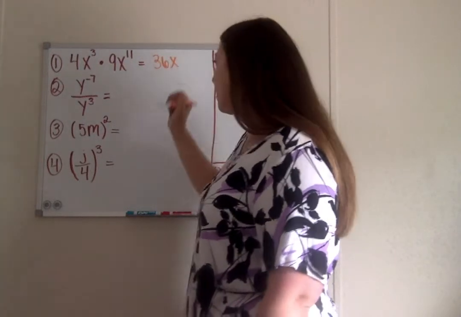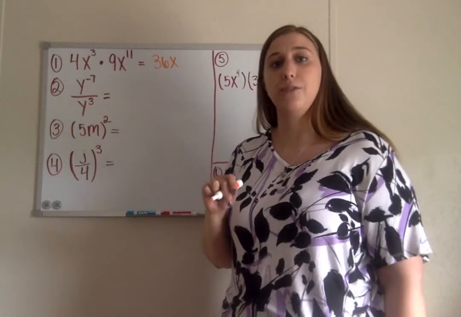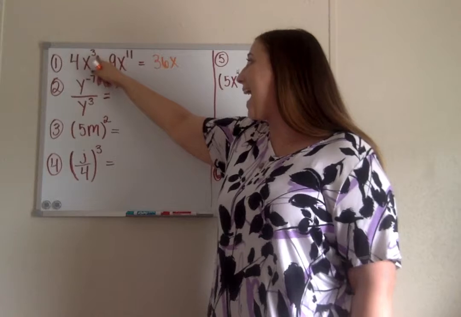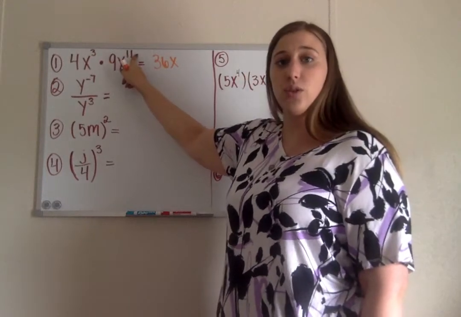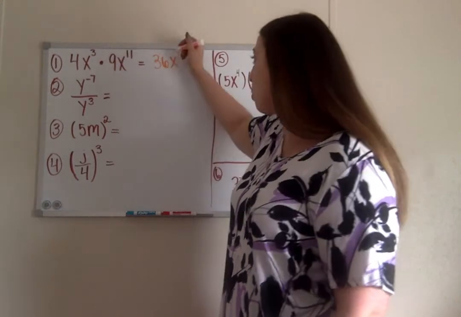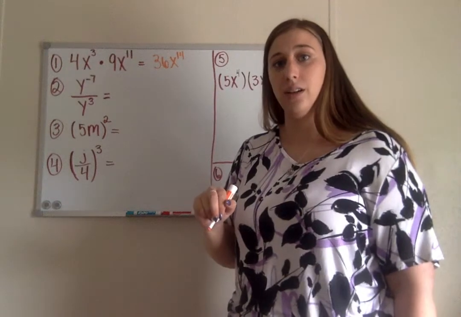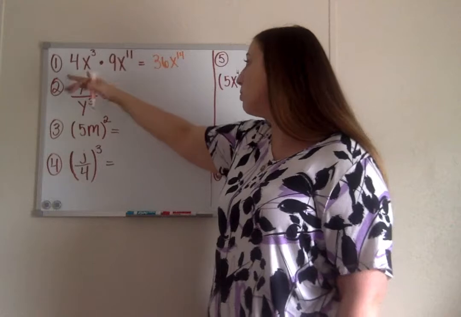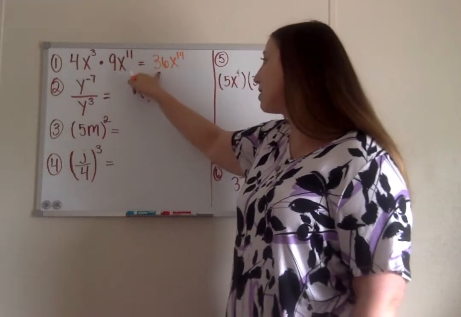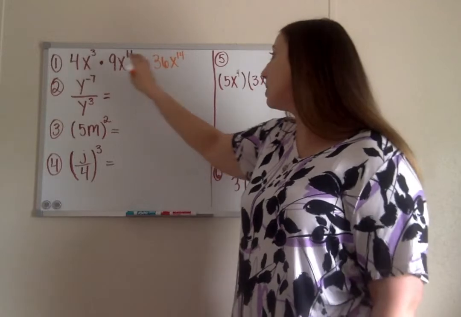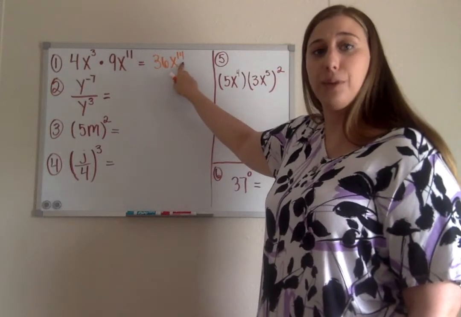But what's different here, the power rule that we have to remember for the exponents, is that when we multiply, we add the exponents. So since 3 plus 11 gives us 14, my exponent is going to be 14. Again, we multiplied 4 times 9 to get 36, but when multiplying, you add the exponents. So 3 plus 11 gave us our exponent of 14.